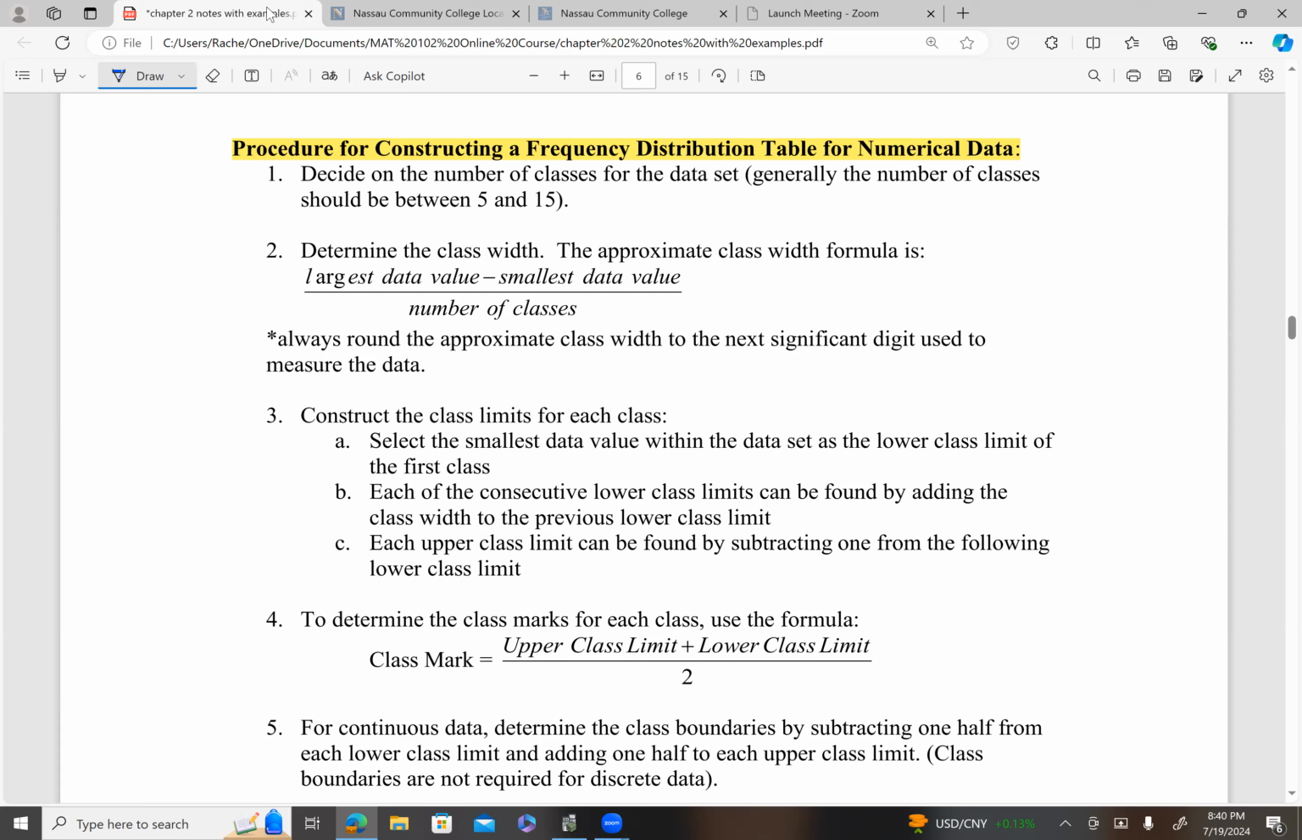Now we have to determine the width. We want to know how wide the classes should be. So in order to determine the class width, we take the largest data value minus the smallest data value, and we divide by the number of classes. And then we're always going to round up. So we're going to round our answer, because typically we're going to get a decimal number. We're going to round our answer to the next whole number.